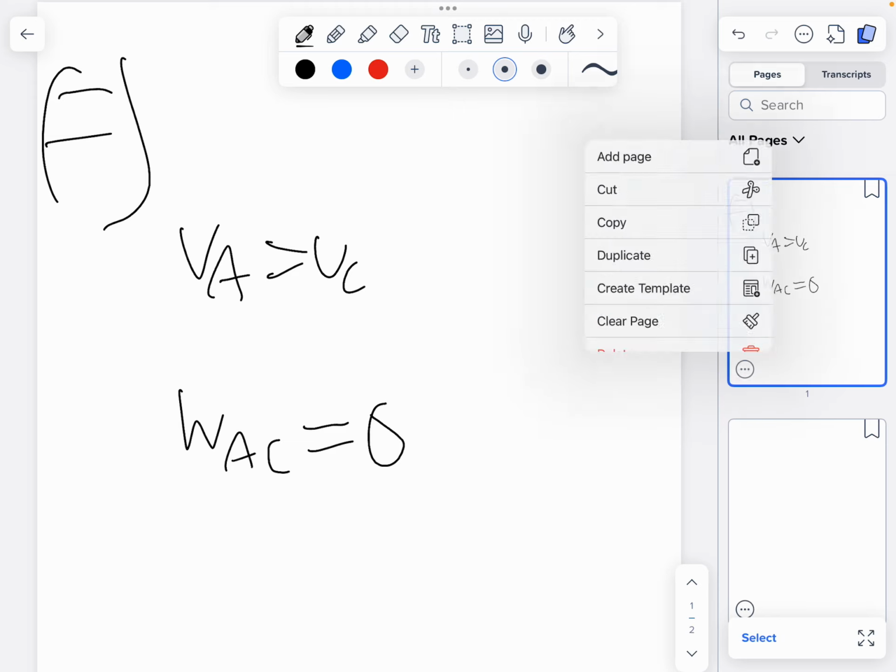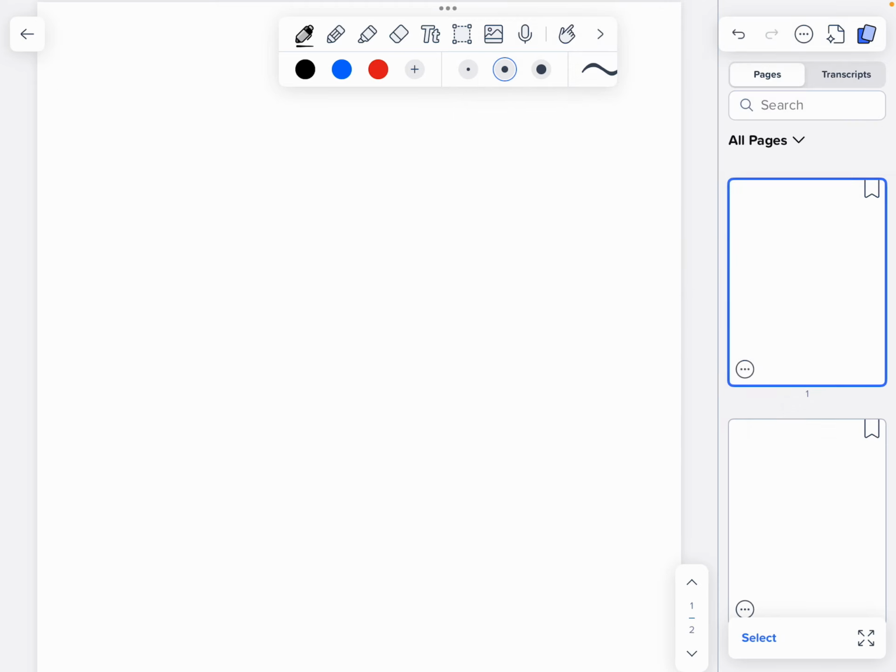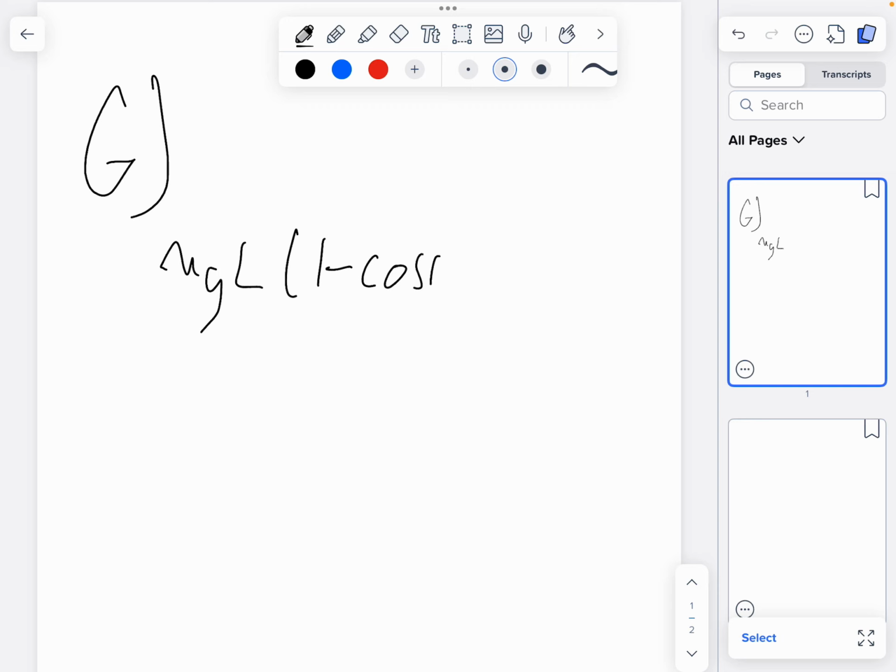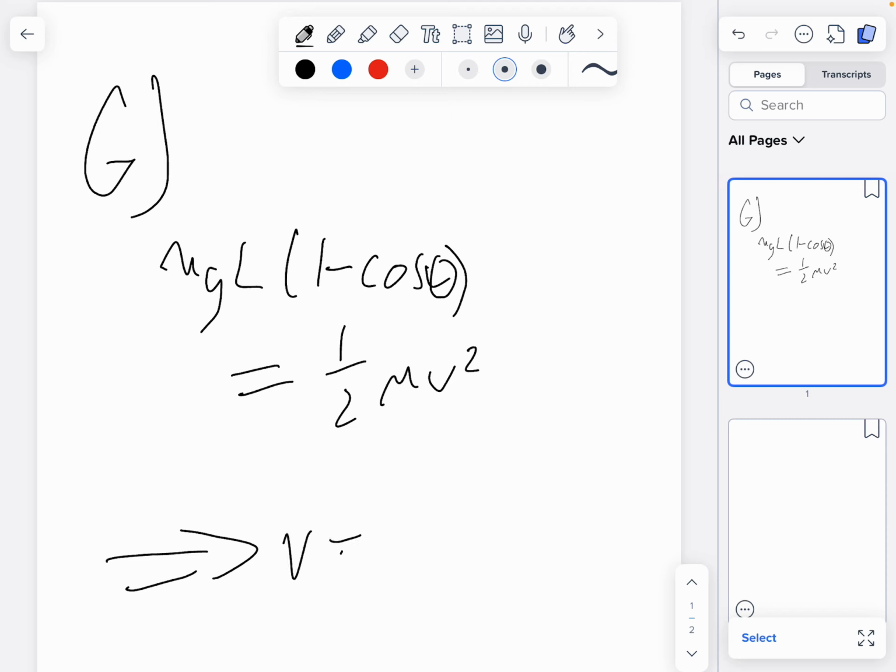Okay, part G, just a pendulum. So it'll be mgL times 1 minus cosine theta equals 1 over 2 mv squared. We're just going to make those equal to each other, which gets you v equals the square root of 2gL times 1 minus cosine theta.